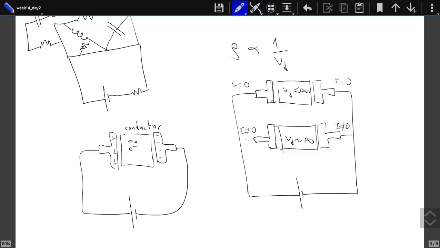Just maybe answer this question. It says, you said that I is non-zero. Is it I infinite? Well, in this case, yes, but let me put a resistor over here.